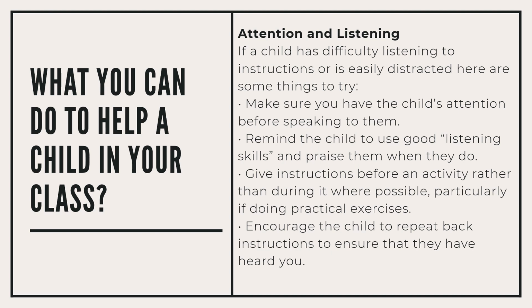What can we do to help a child in our class? To teach them attention and listening, if a child has difficulty listening to instructions or is easily distracted, here are some things to try. First, make sure you have the child's attention before speaking to them. Remind the child to use good listening skills and praise them when they do. Give instructions before an activity rather than during it where possible, particularly if doing practical exercises. We must also encourage the child to repeat back instructions to ensure that they have heard you.